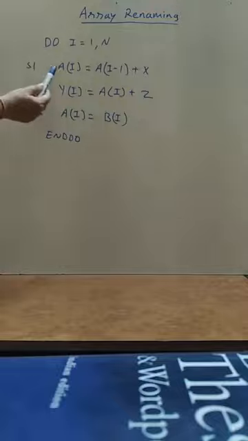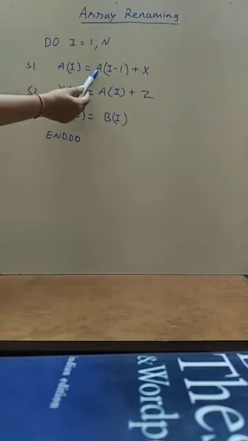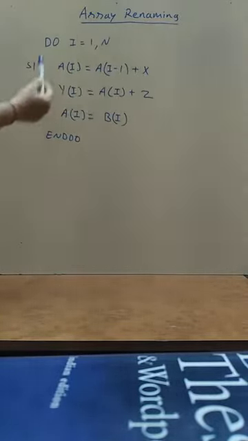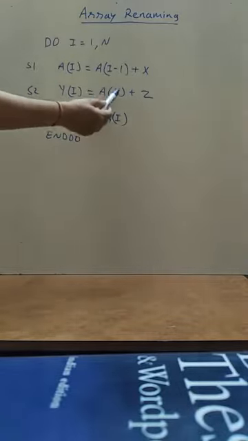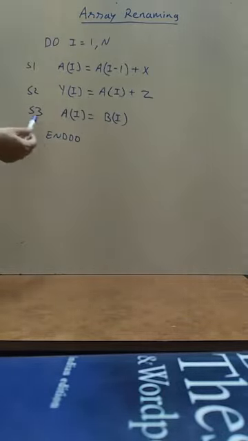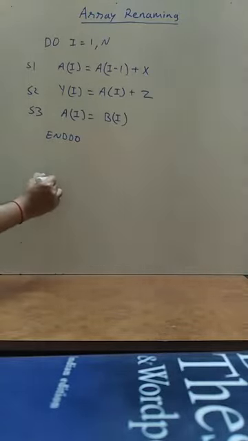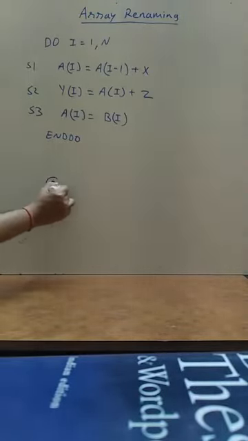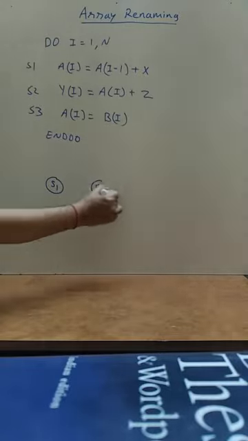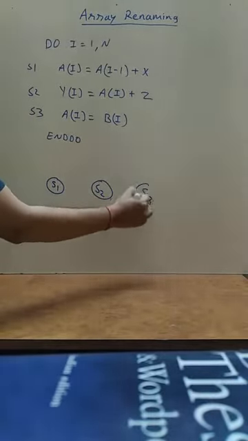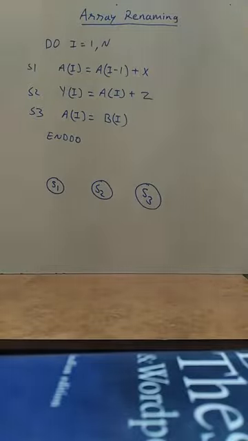So the first instruction is a of I is equal to a of I minus 1 plus x. Second is y of I is equal to a of I plus z. Then next is a of I is equal to b of I, and then n2. So after understanding the meaning, now try to get its dependence graph. The dependence graph will have three nodes: S1, S2, and S3. Now, how many dependencies are there?